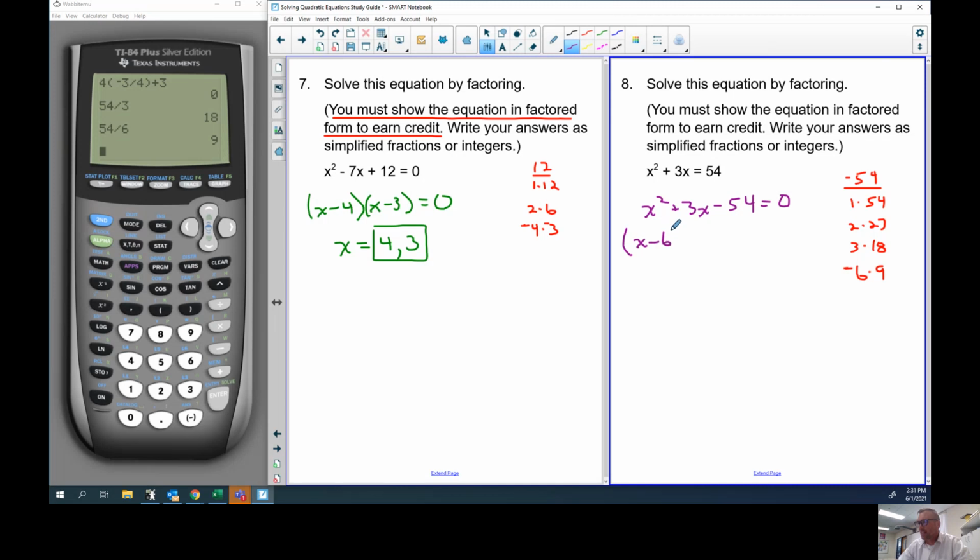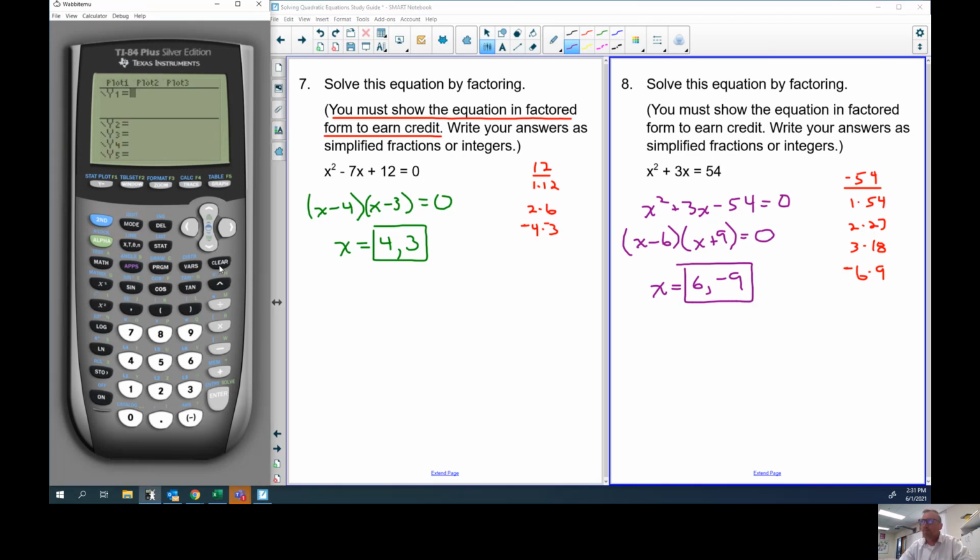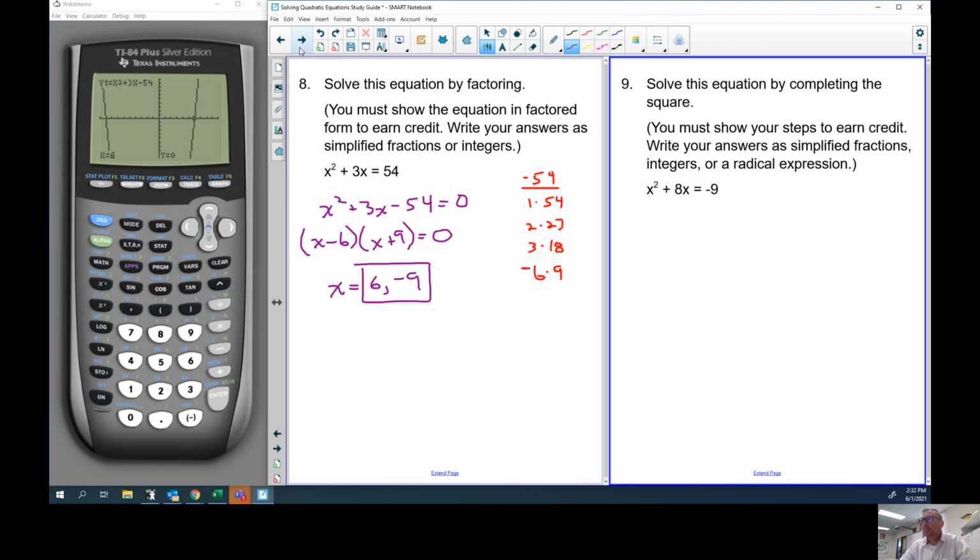So let's go x minus 6 times x plus 9 equals 0. That's in factored form, and now we can use the zero product property to see that the solutions are 6 and negative 9. Let's graph the equation, x squared plus 3x minus 54. There's one of the solutions, negative 9. And there's the other solution, 6. So yeah, we could have used graphing to solve it. It would have been super easy, but so is factoring. It's not that hard. You guys can handle it.